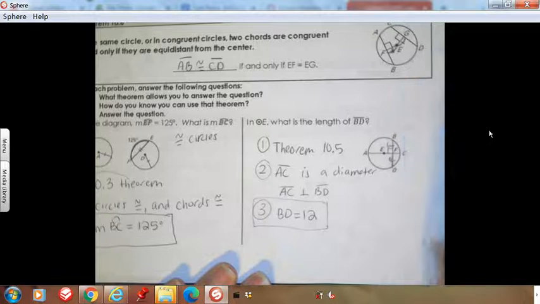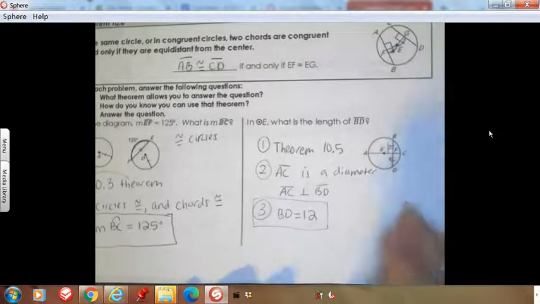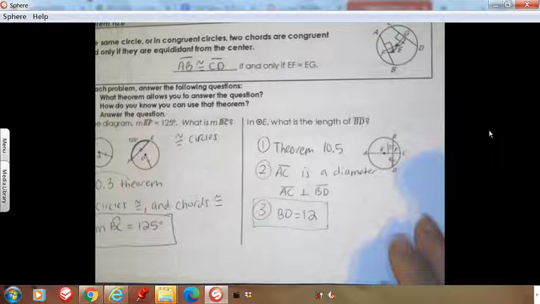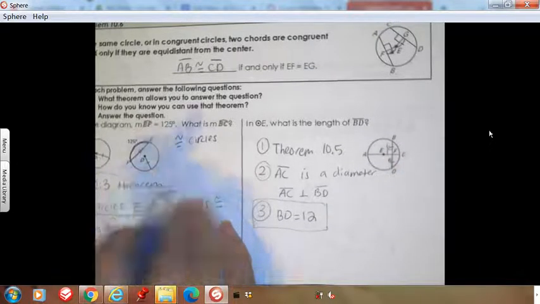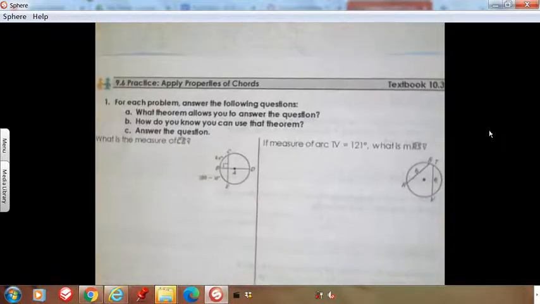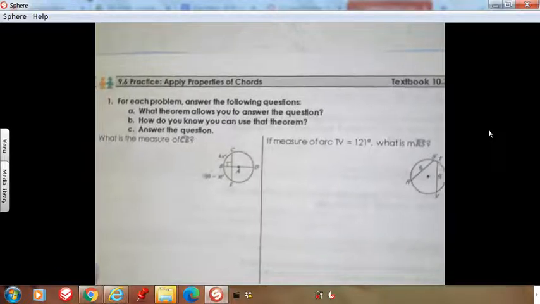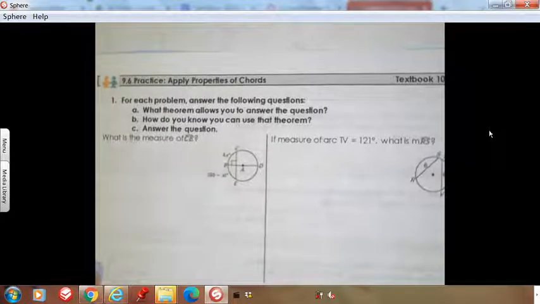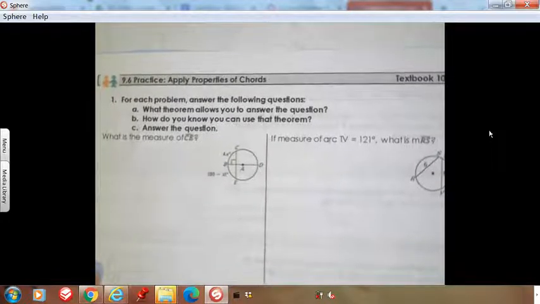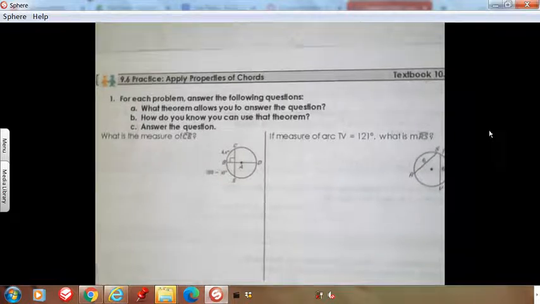Okay, so this is where the sub can pause the video, and then you guys can try out the next page of this. It's lots more practice. All of this says practice, and again you're doing the same thing. Look at the diagram, try to figure out which theorem to use. How do you know that's the theorem you want to use, and then try to answer it. That's how it is for number 1.